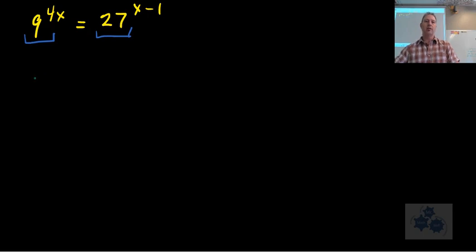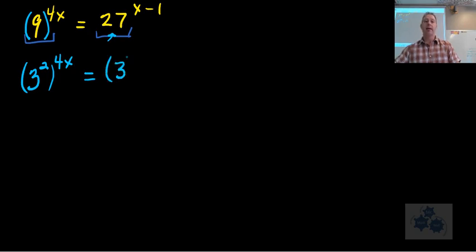So the solving process looks something like this. That 9 right here, we're going to turn into 3 squared. In doing that, we still have to keep the 4x as the exponent, right? And over here, 27 can also be written as a power of 3. And that is 3 to the power of what? 3. Right, it's 3 cubed, or 3 to the power of 3. And so we still leave this exponent here.